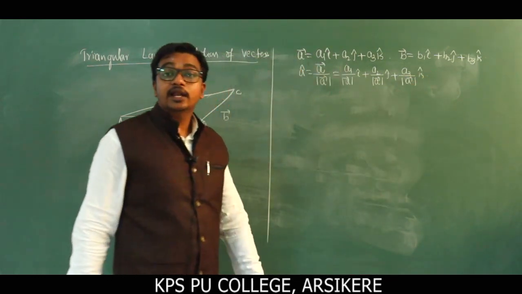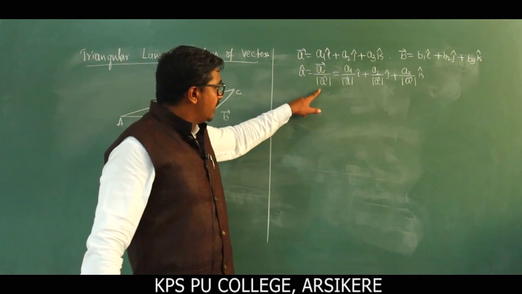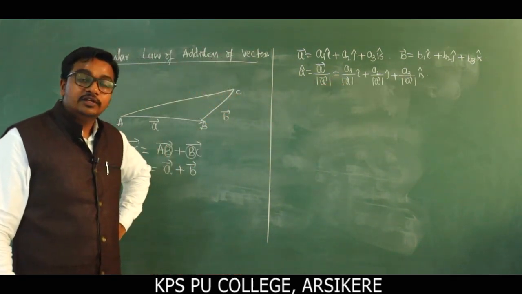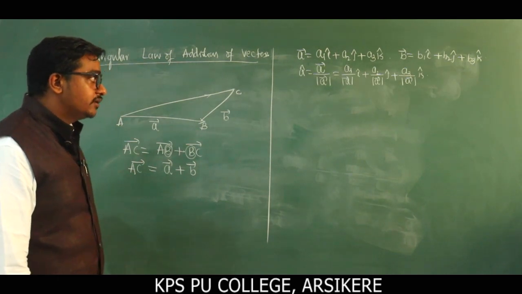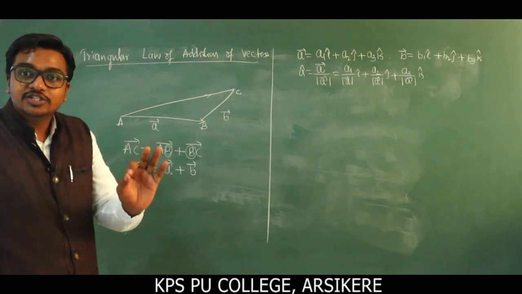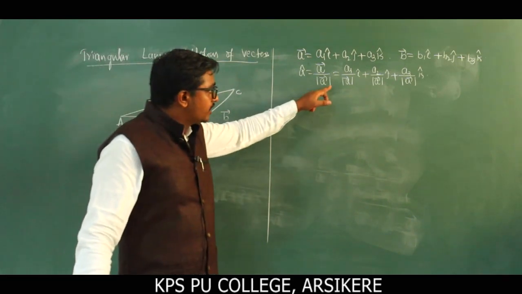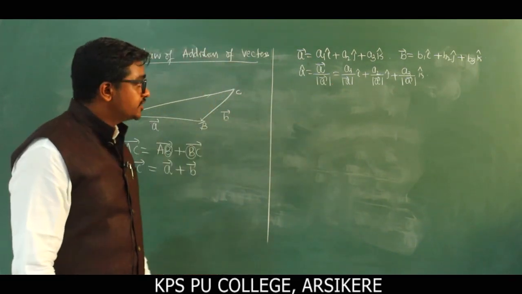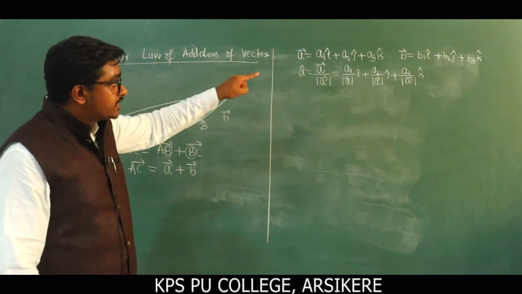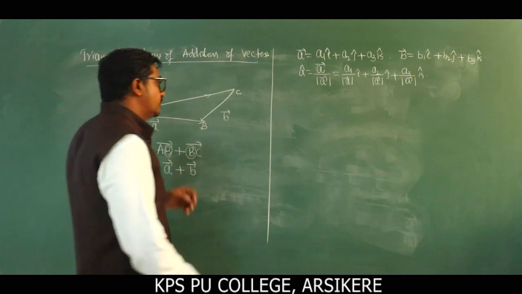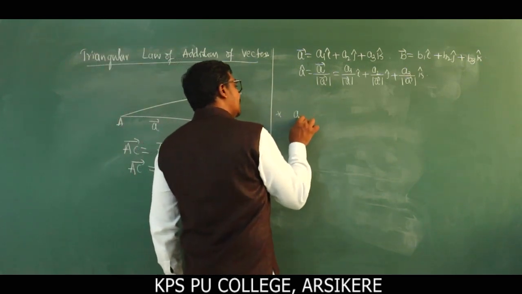Here the scalar components of the unit vector, a1 divided by magnitude of vector a, a2 divided by magnitude of vector a and a3 divided by magnitude of vector a, they represent direction cosines. The scalar components of the unit vector represent direction cosines, and the scalar components of the given vector represent direction ratios. Okay. First we have to find for vector a plus b.